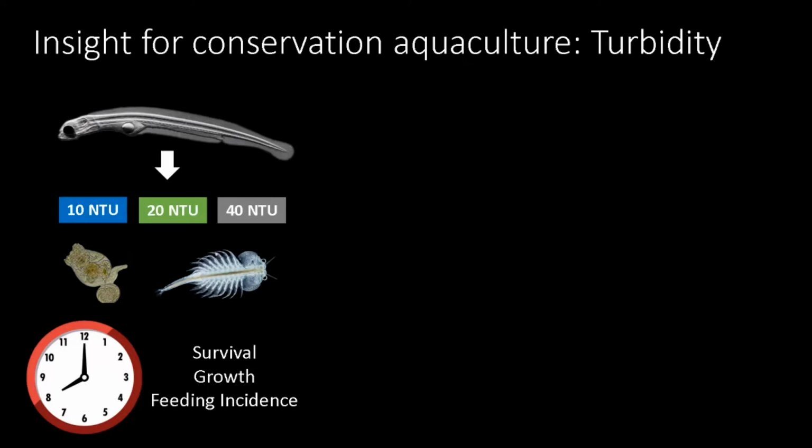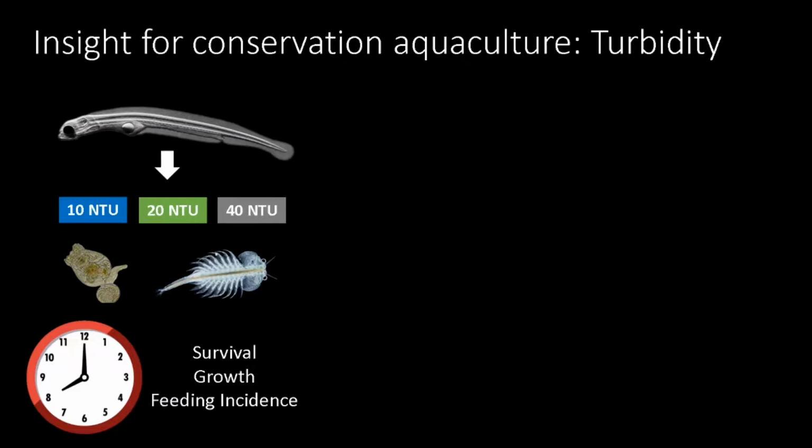So now I'd like to continue on to what we've done since then. The first thing that I'd like to talk about is an additional study on how we improved conservation aquaculture, or at least provided some insight for improving conservation aquaculture by looking at how turbidity influences the culturing of the larvae. So turbidity being just about the murkiness of the water.